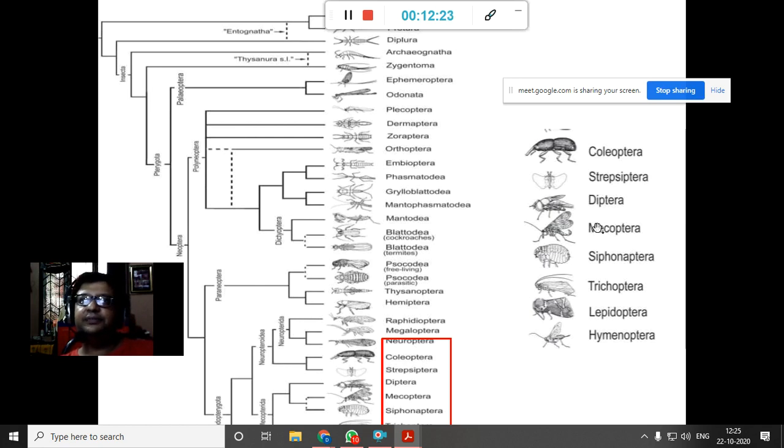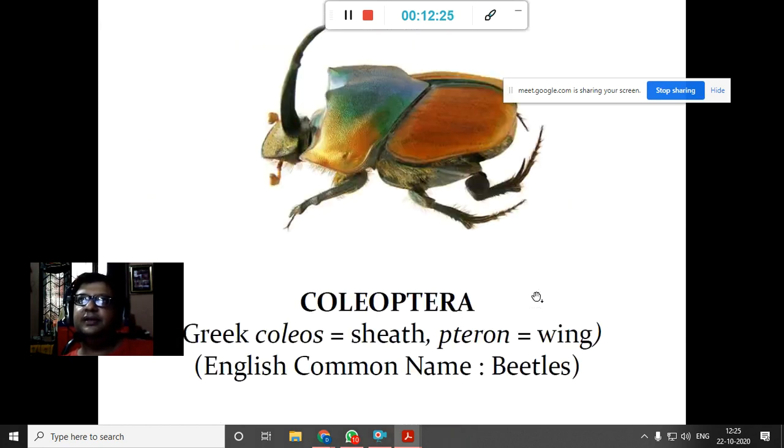Okay, so the first thing is the Coleoptera. Coleoptera means, in Greek, koleos or sheath. It is covered by a protective sheath. It's a beetle.